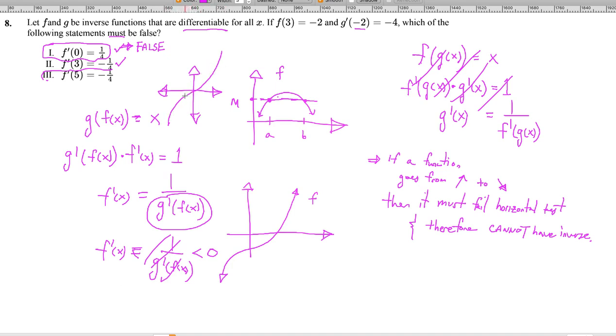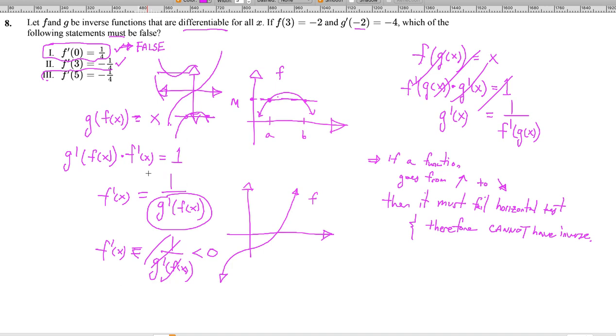Because if it's decreasing, decreasing, decreasing, and then begins to increase at any point, boom, it will fail the horizontal line test. Likewise if it's increasing, increasing, increasing, and then begins to decrease, it will fail the horizontal line test. And if it fails the horizontal line test, then it cannot have an inverse. This forces f to be either always increasing or always decreasing, and g must always be increasing or always decreasing.